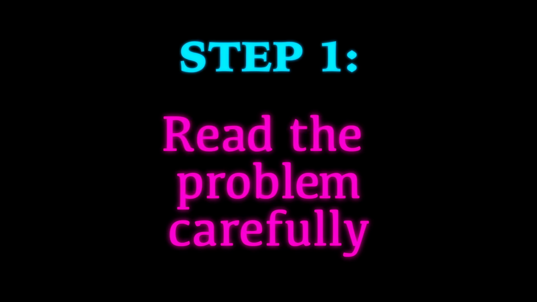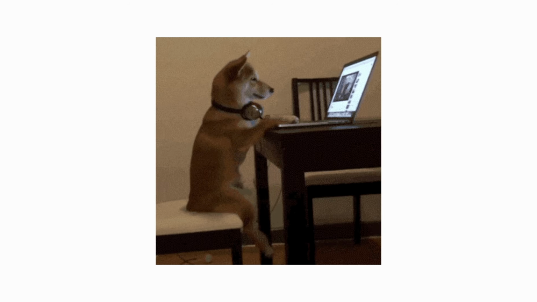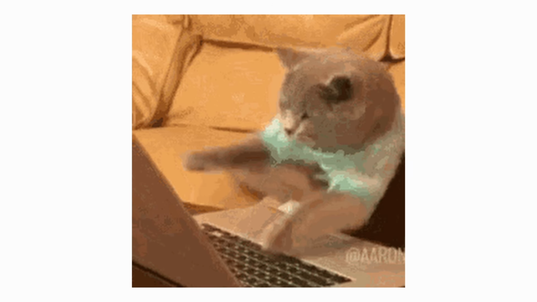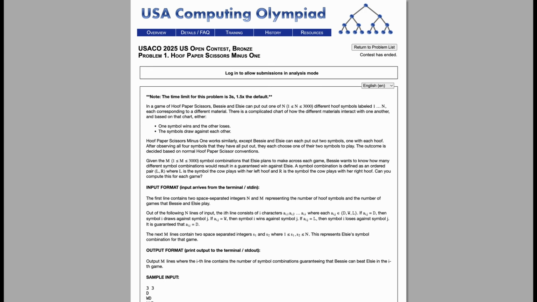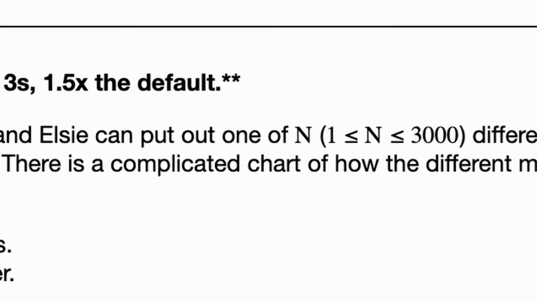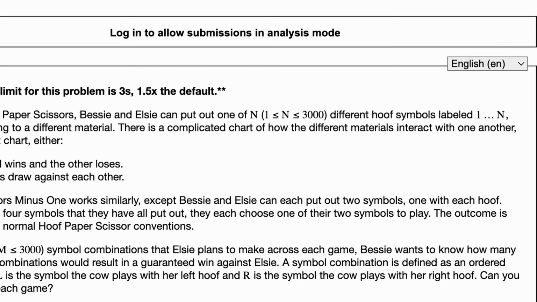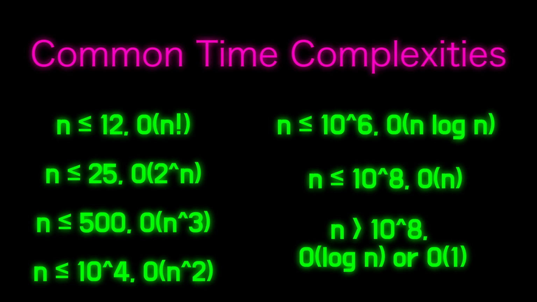Step 1. Read the problem carefully. Most people will just glance at a problem and then start typing, and that's why they get stuck later. Make sure you've read the problem thoroughly before you even start doing anything. It is also in this step where you find the key constraints and limits to the problem. For example, a limit on n will tell you about the time complexity that you'll need to solve the problem.